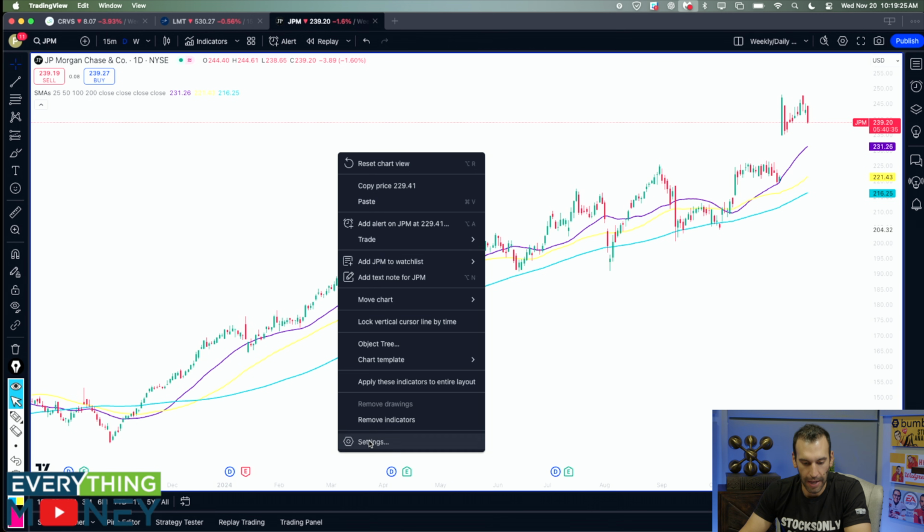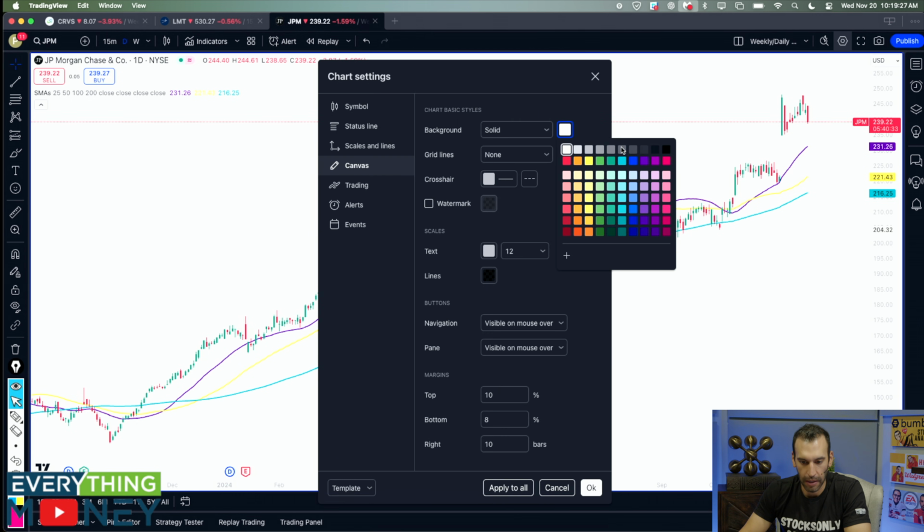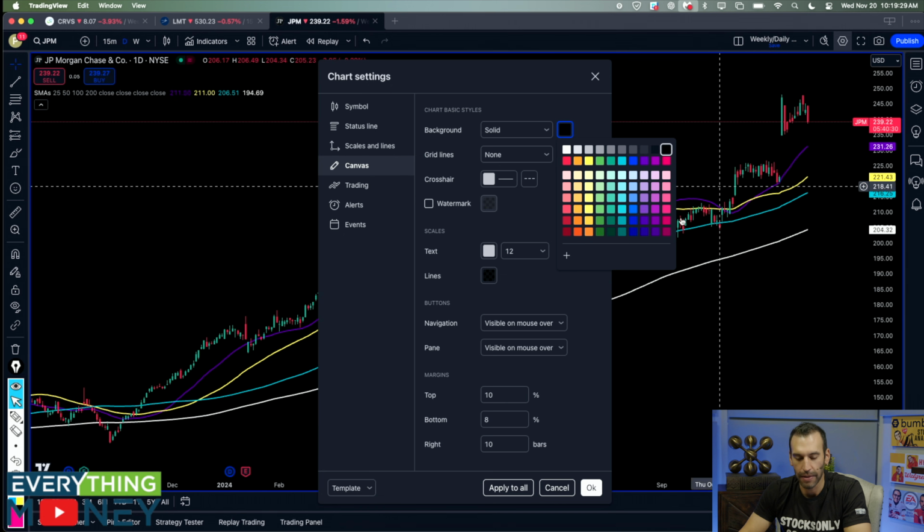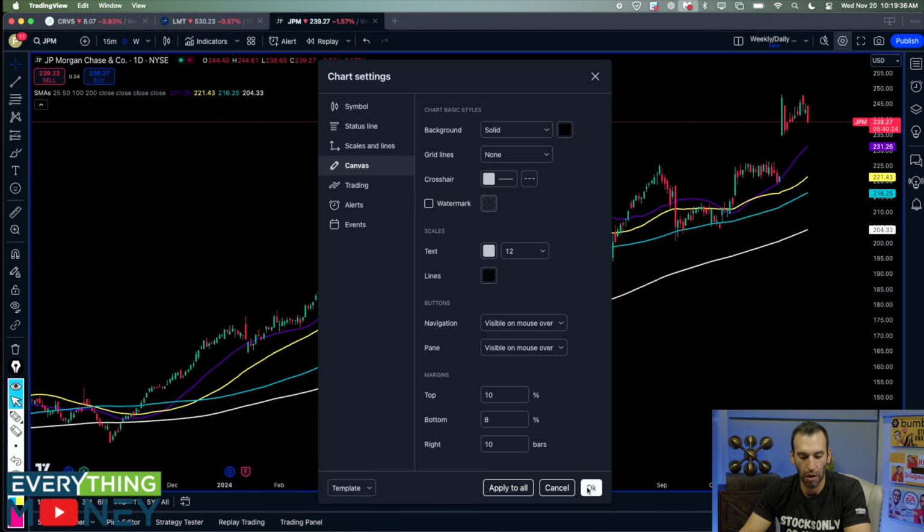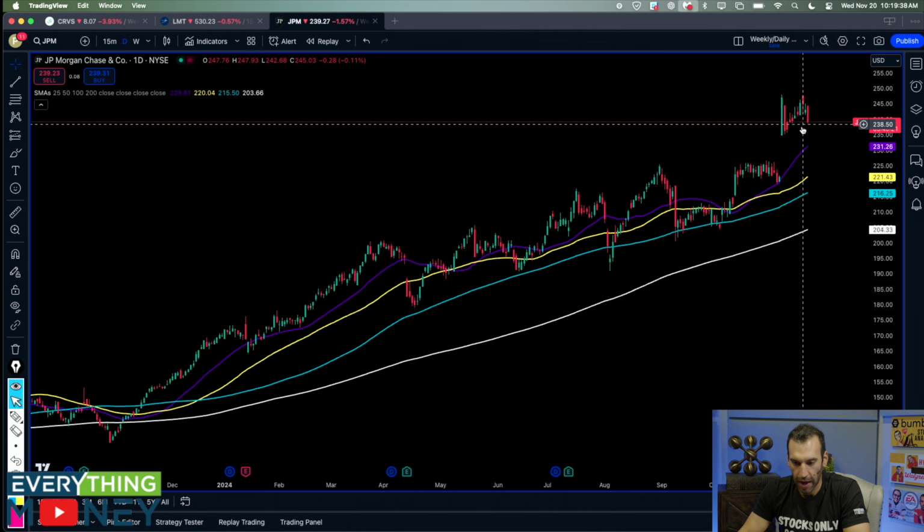So you come over here to settings. You come here to solid. You know it's solid. You go to black, and now you can see everything. And this just makes things a lot easier, in my opinion, when you start trading on a consistent basis. So we have this in black.